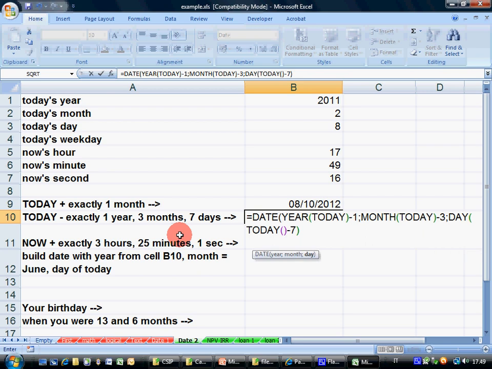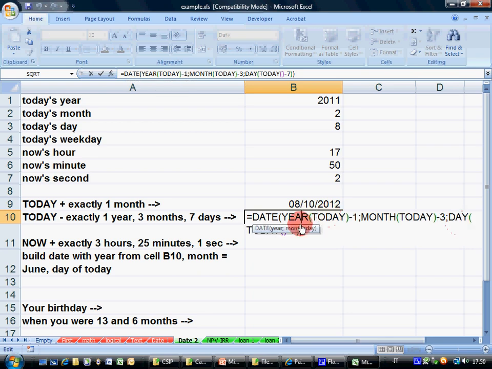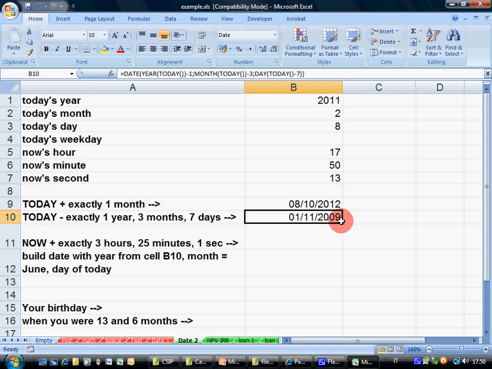Okay. Again, the month of today minus 3 will yield minus 1, but Excel will understand that month minus 1 means December of the previous year. So it will probably be December 2009. Let's see. Oops, there's an error. Where is the error? Today without parenthesis here. Okay. November 2009. So this is the way you can play with dates.